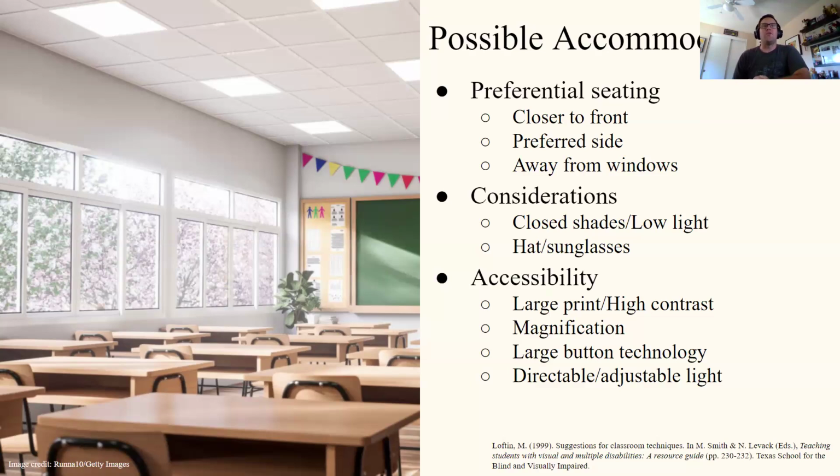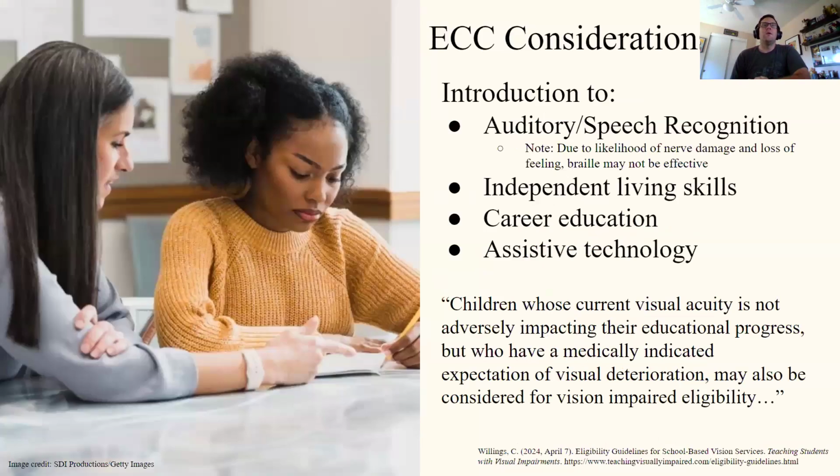Things to consider are preferential seating, considerations as far as light and a hat, sunglasses indoors, and then accessibility tools. And then it's also maybe time to consider ECC. And that can be introduction to auditory and speech recognition. One thing to keep in mind is that due to the likelihood of neuropathy and nerve damage and loss of feeling in the extremities that people with diabetes can have, Braille may not be effective for them. Also look at independent living skills, career education, assistive technology.